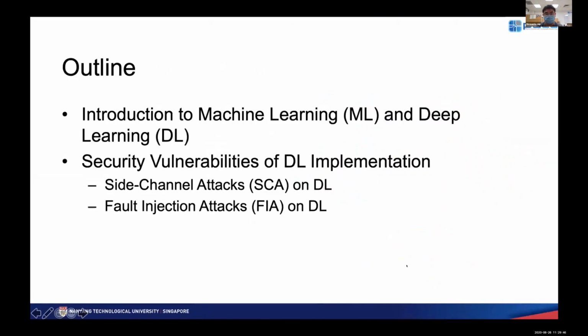So this will be the outline of the presentation for today. First of all, we will be giving an introduction to machine learning, and then of course we'll be focusing more on deep learning, which is more popular. Then we will be talking about the security vulnerabilities, in this case, the hardware physical vulnerability of the DL implementation. The first part is the side channel attacks on deep learning implementation, which will be given by me, and then my colleague Dr. Xiaolu will be giving a presentation about fault injection attack on deep learning.